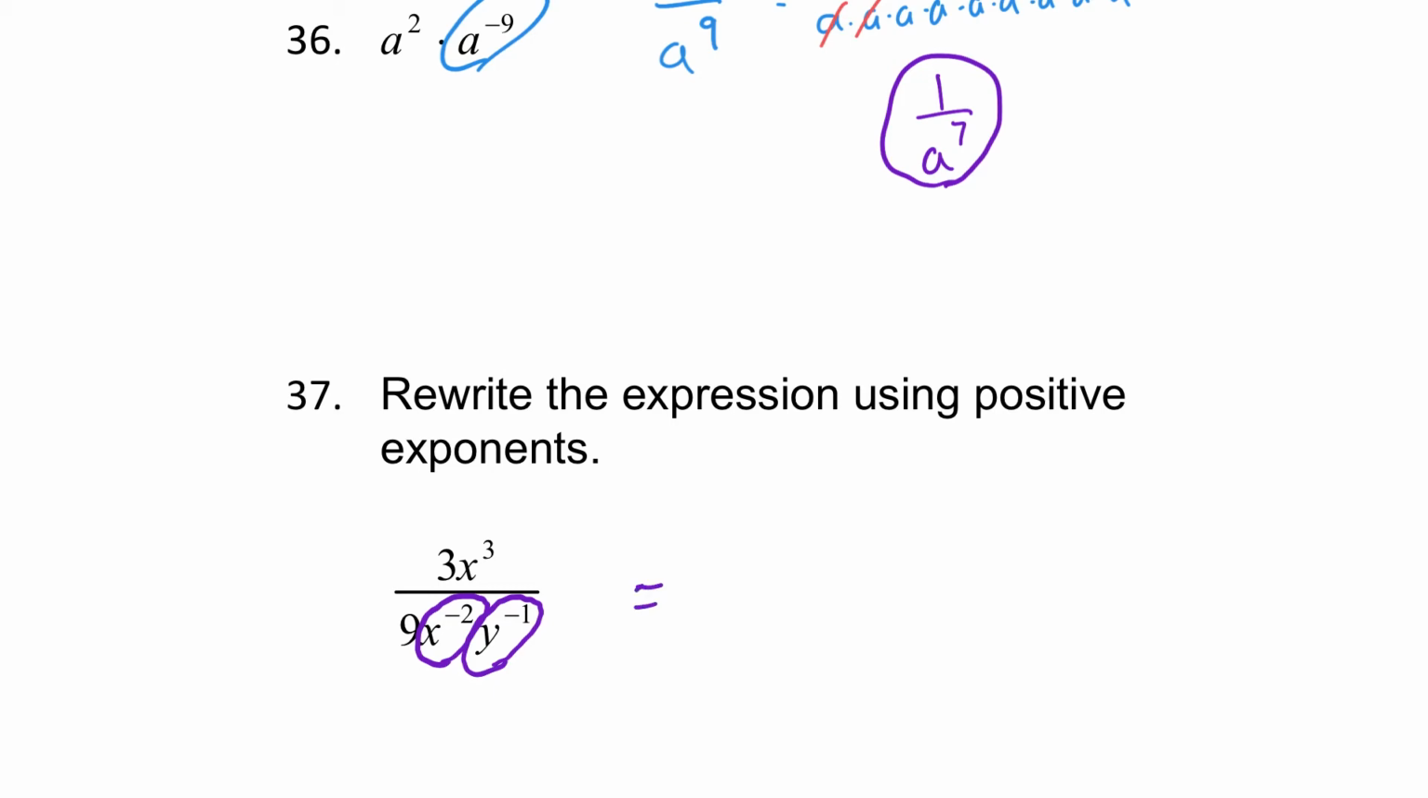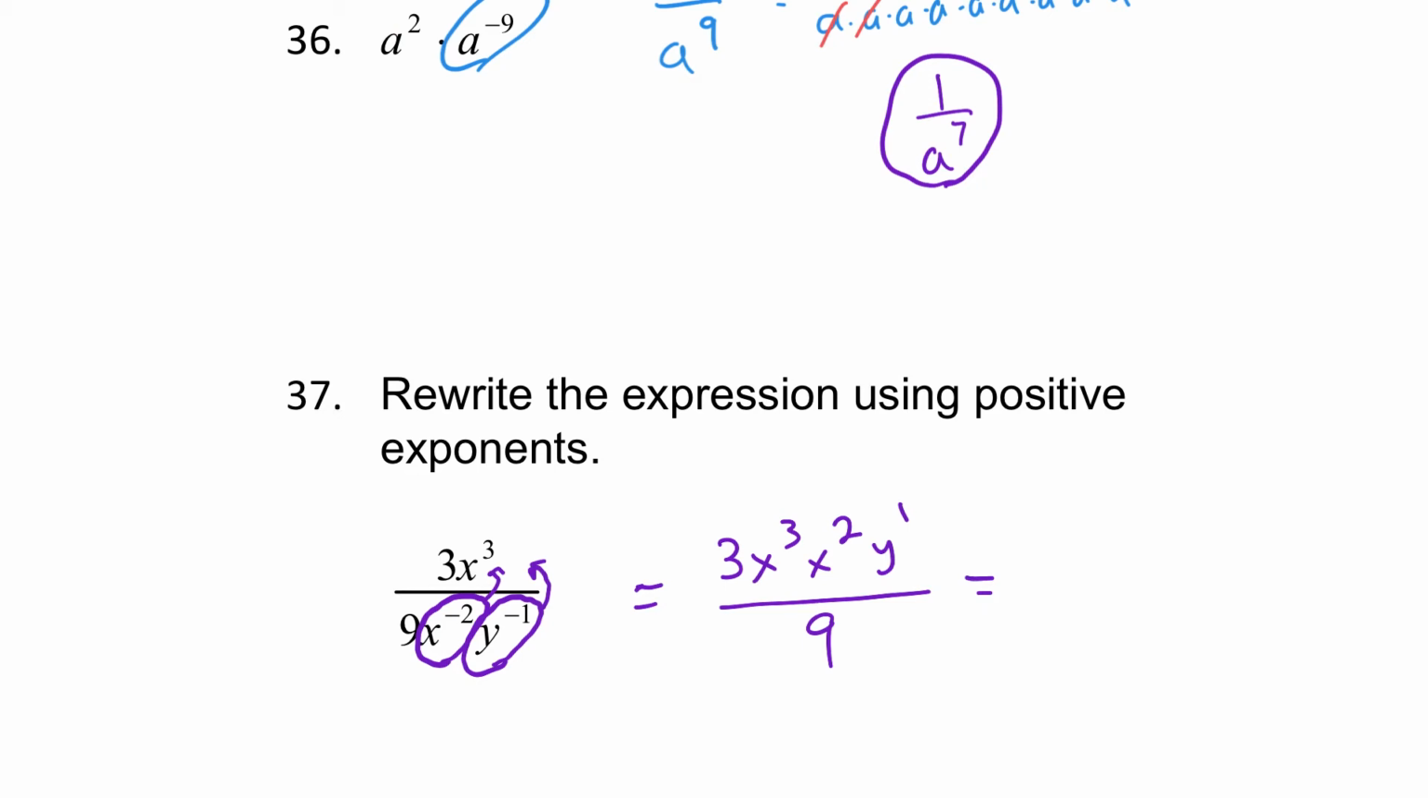So this, rewritten with positive exponents, we have to take these negative exponents and move them to the numerator because they're in the denominator. So this will end up being 3x to the 3rd, that was already there, times x squared times y to the 1st, all over 9. And I guess that's correct. We rewrote the expression using positive exponents. However, that is not in simplest form. And most of the time, even though they don't say it, math tests want it to be in simplest form.